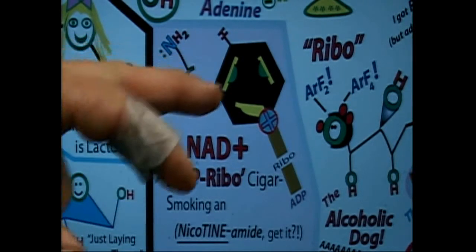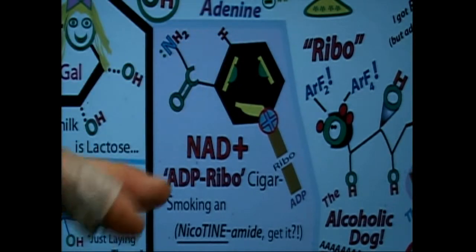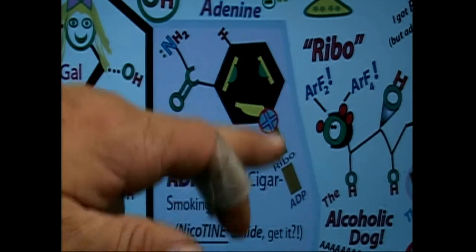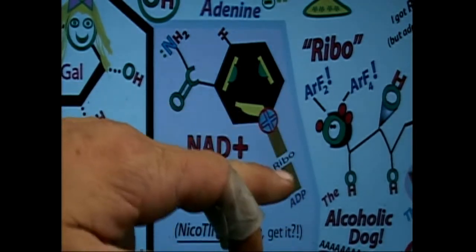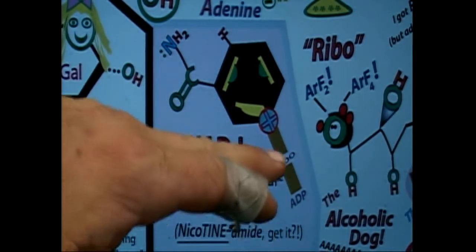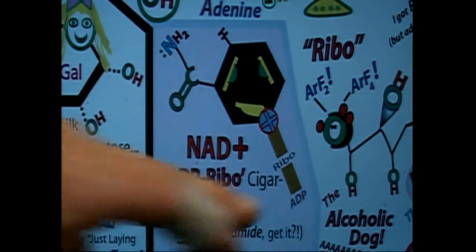B3, so it does all these different structures. That's why you hear nicotinamide, nicotine, amide. Get it? He's smoking ribo ADP. This is part, like up here with ruby, of a longer molecule, a ribose and an ADP.